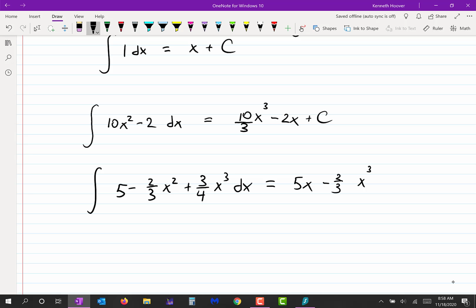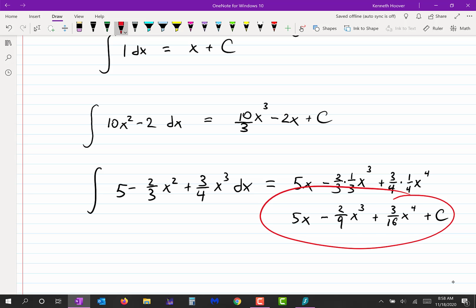And then I multiply by 1 over that new exponent. So that's going to be negative 2/9 x cubed. Okay, then we have plus 3/4 x cubed. It's going to be now x to the 4th, and I'm going to get 1 over 4 in front, so I have plus 3/16 x to the 4th. And then I put my plus c, and then I'm done. How do I check my answer? Just do the derivative and see if it gets you back to this. Okay?